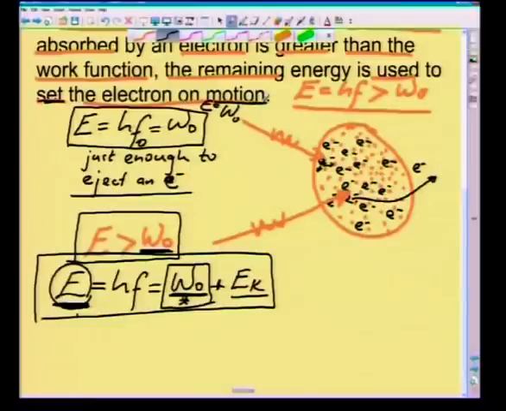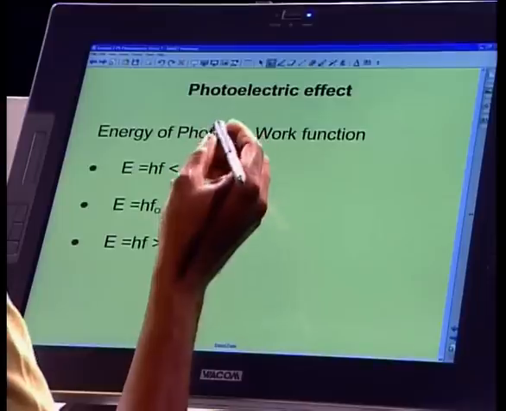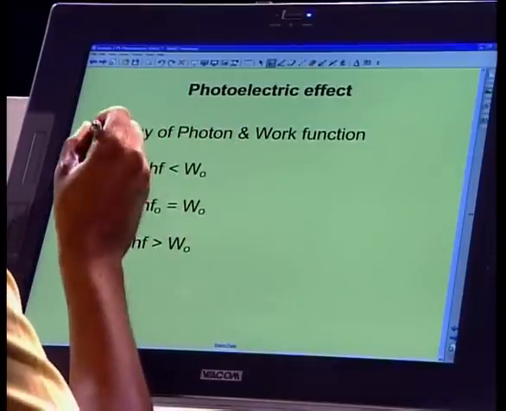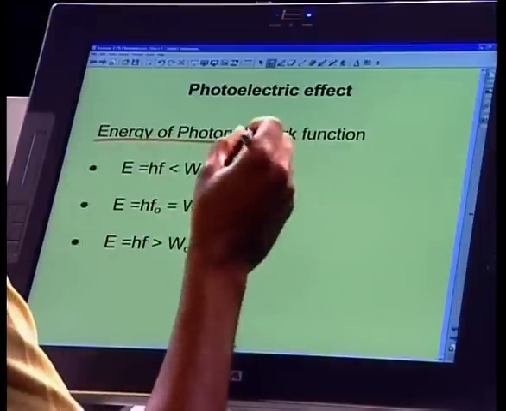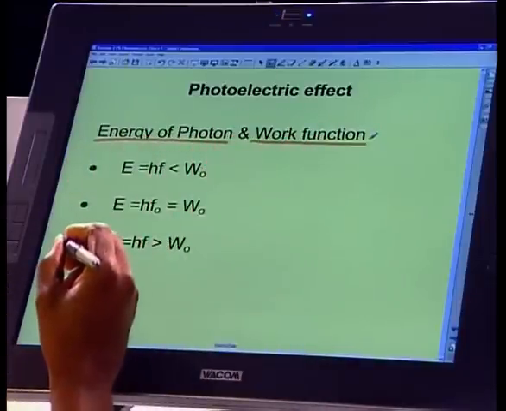Right, let's move on now and unpack a few more things about this issue of energy carried by a photon versus the work function. There are actually 3 conditions I'm going to talk to you about based on this. Very interesting situations, and I believe you're going to enjoy this and understand it better. Let's look at it. We have the energy of a photon versus the work function.